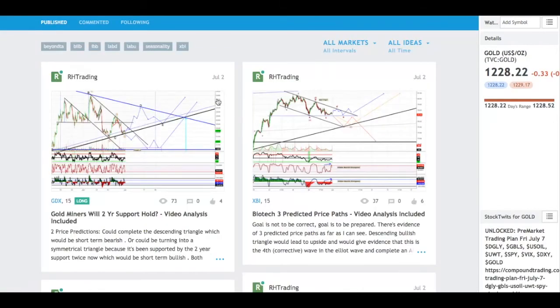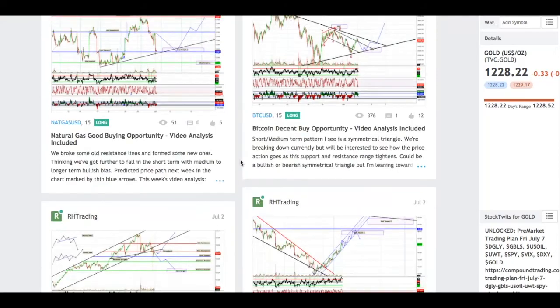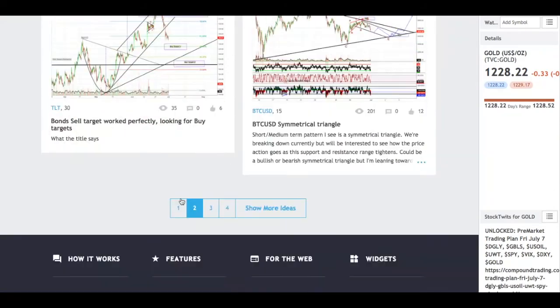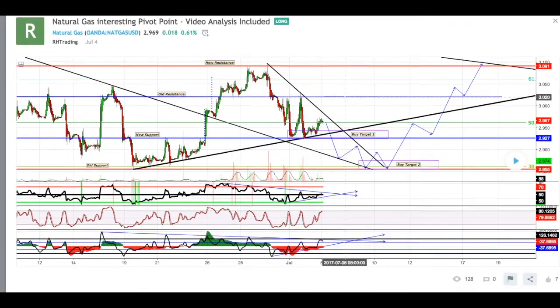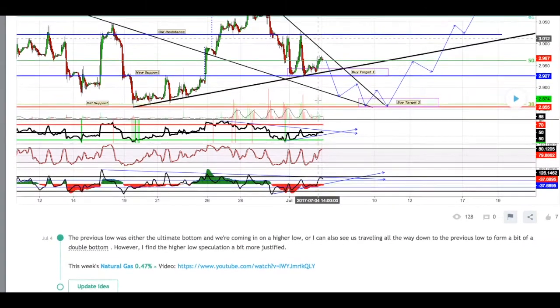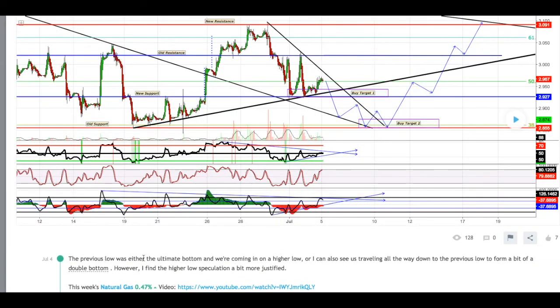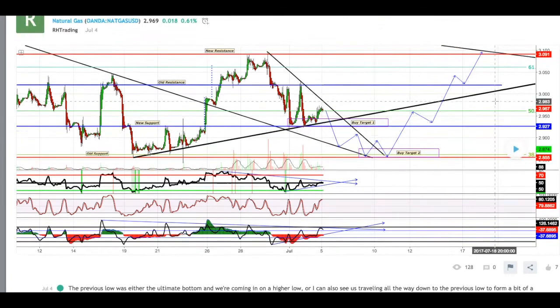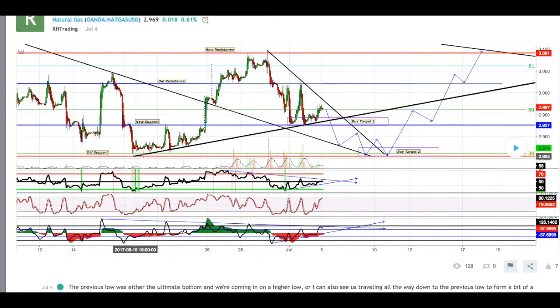Last but not least, let's check out the track record and how I did in natural gas on my last prediction. So this is my last prediction here on July 4th. It said the previous low was either the ultimate bottom or we're coming in on a higher low. Or I can also see us traveling all the way down to the previous low to form a bit of a double bottom. However, I find the higher low speculation a bit more justified. So this was the ultimate low over here. And I had my prediction lines. We can see our longer term support here.